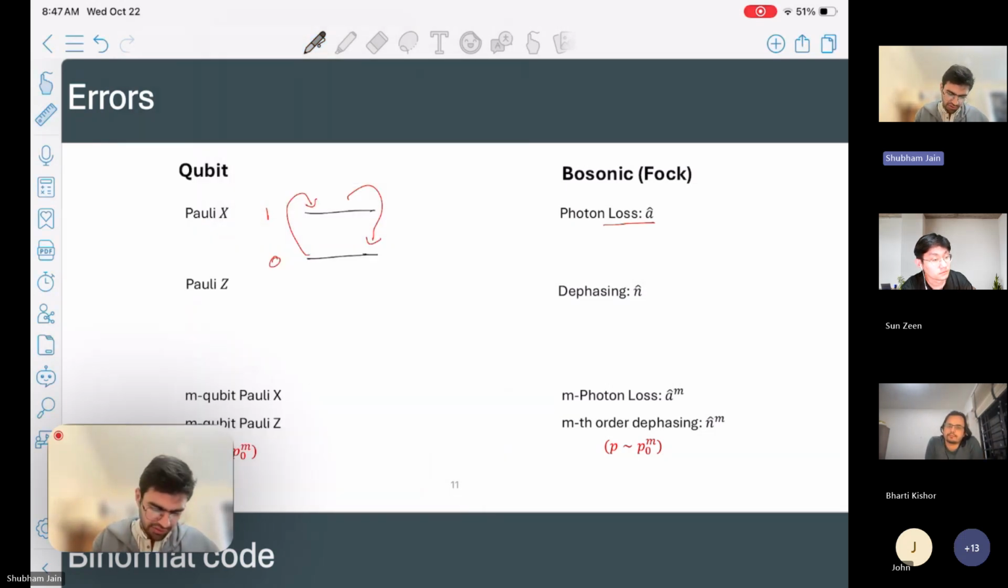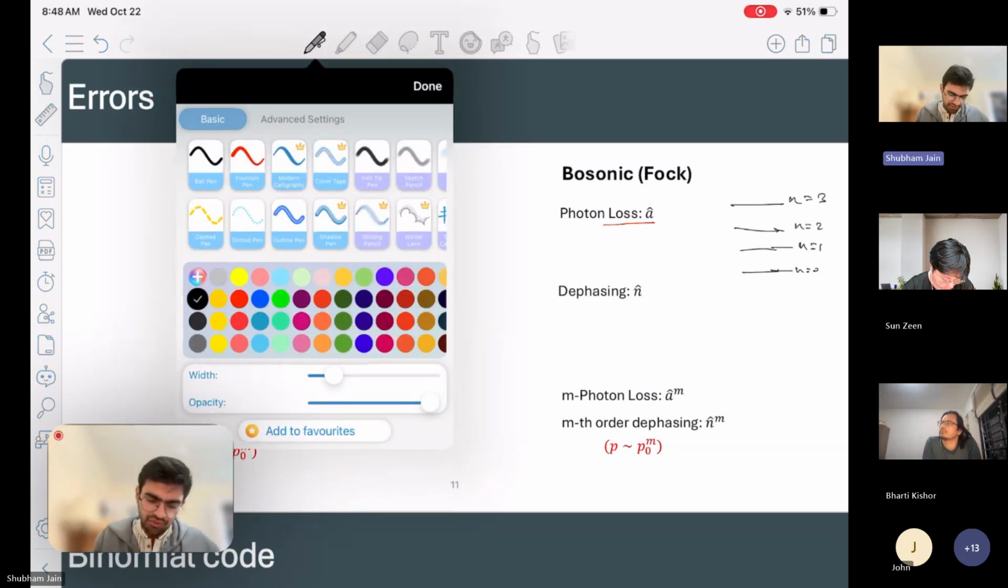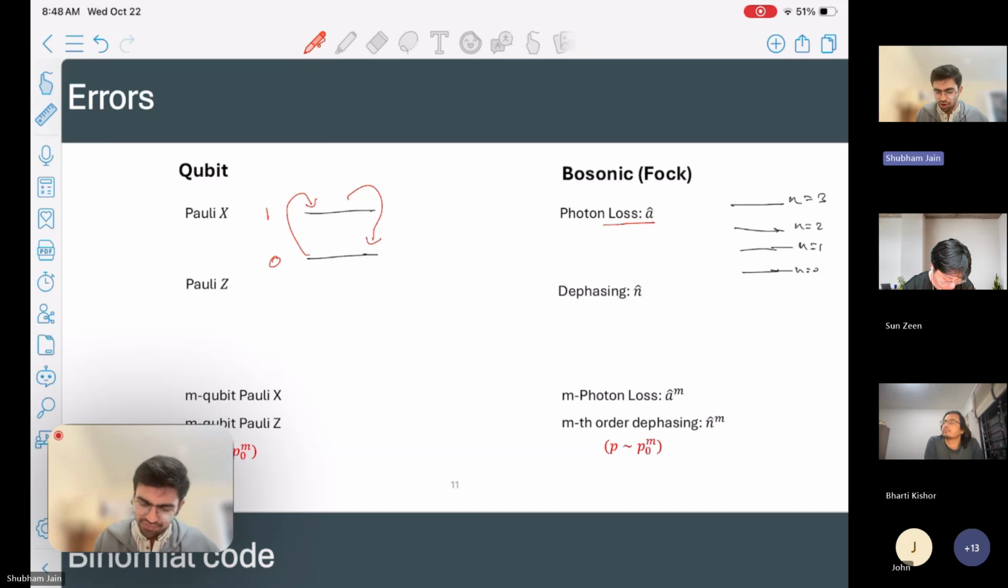So let's draw this Hilbert space again. And what this photon loss error does is it's just the operator a to a good approximation. So if you have any state here, it will go down here. If you have any state here, it will go down here, and so on. So that's what a photon loss error is. And I call it the analog of the Pauli X because it's bringing some transition between the different states of your Hilbert space, which is in contrast to this Pauli Z error, where the action is just some phase in the state.